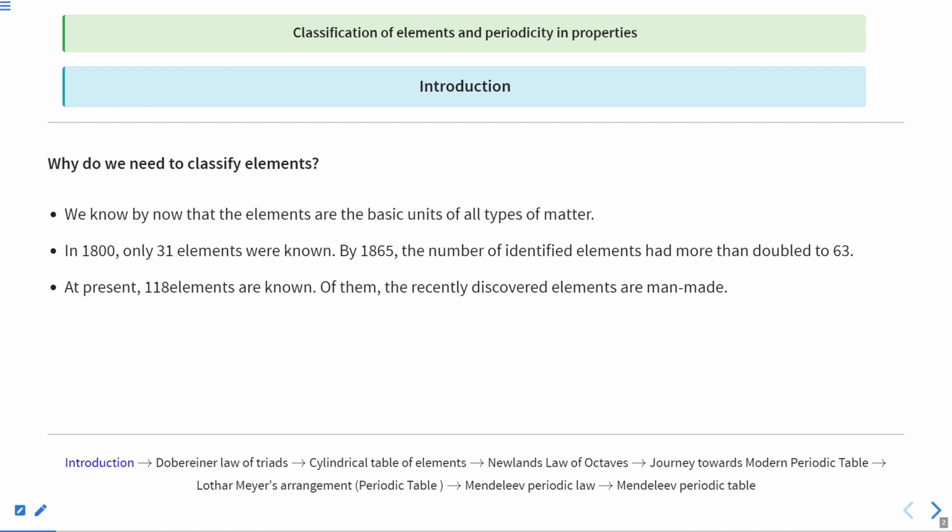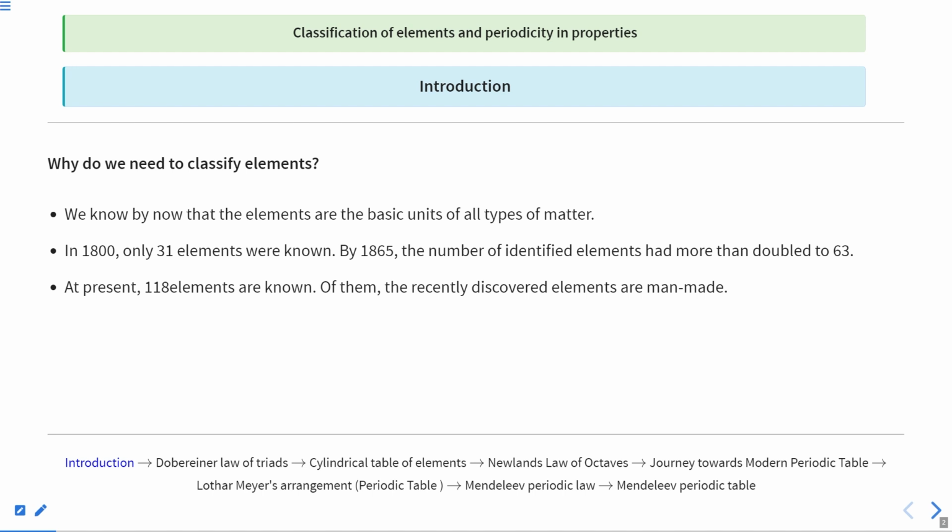The number of elements is large. There are a vast number of elements present. In 1800 there were only 31 elements. In 1865 it became double, so it was 63, and at present it is 118. So it is very difficult to remember the physical and chemical properties of each of these elements individually.